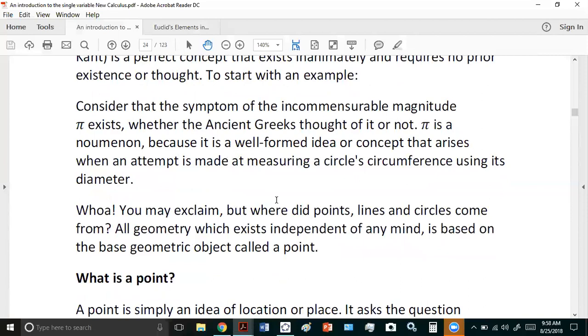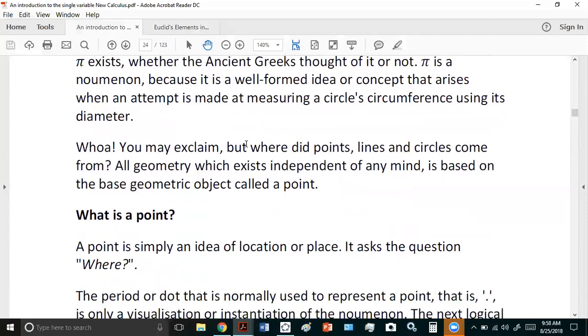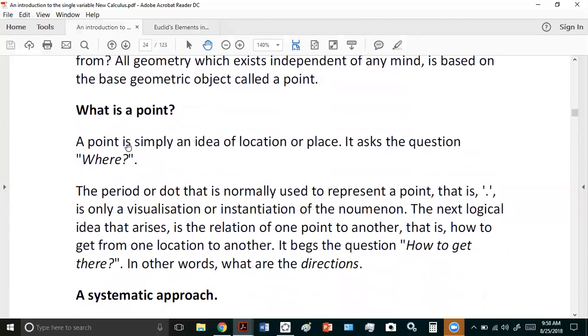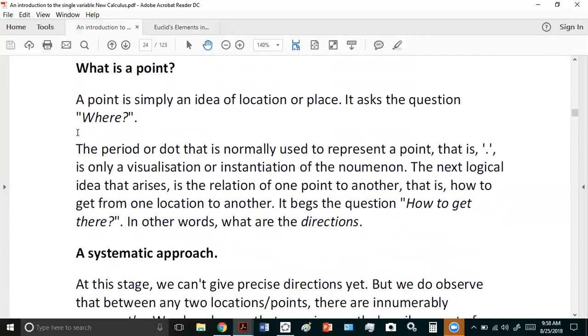Whoa, you may exclaim, but where did points, lines, and circles come from? Well, all those are the focus of this chapter, which is how do we derive the 5 requirements from scratch? So what is a point? Let's see. A point is simply an idea of location or place.